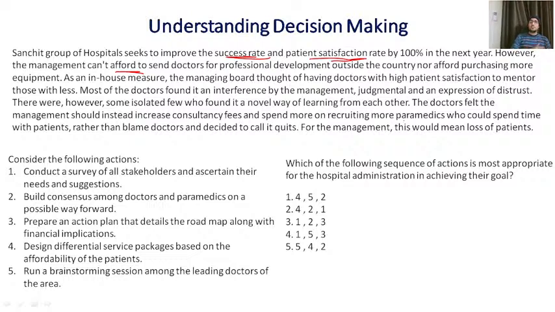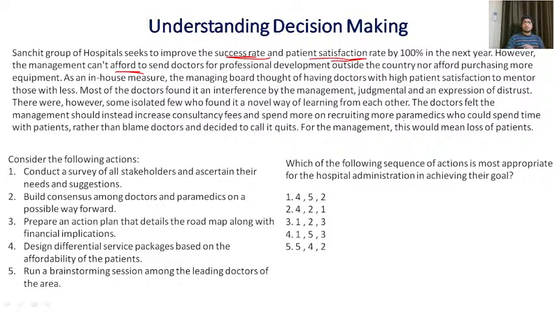As an in-house measure, the managing board thought of having doctors with high patient satisfaction to mentor those with less. What is patient satisfaction? Every patient rates the doctors, okay, and those doctors who get higher ratings have high patient satisfaction, meaning this doctor was able to satisfy more patients as compared to others. That is simple patient satisfaction, okay. So what was the in-house measure? That some of the doctors will be mentoring other doctors. Sounds good to me.